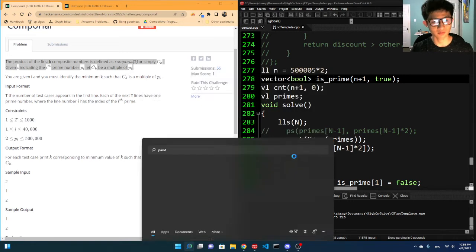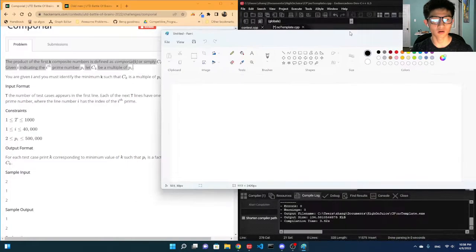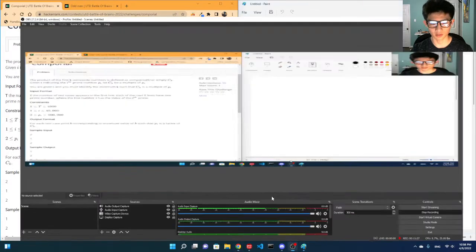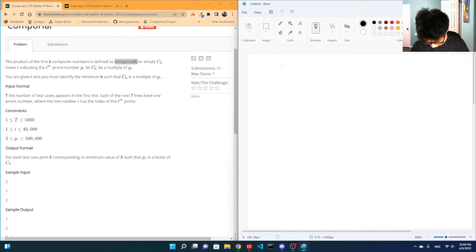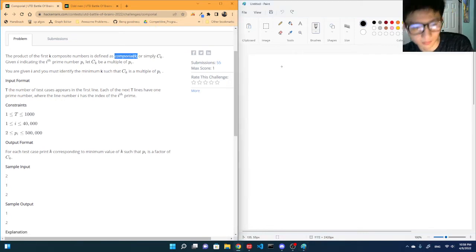It's better to show in Paint. So, let me check if everything's working. I think it's working. So, wait, sorry. Okay. So how a Comportal works. So you have prime numbers and composite numbers, right? So let me get my pen out.